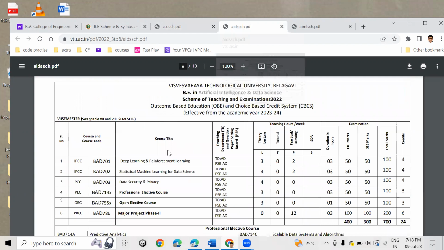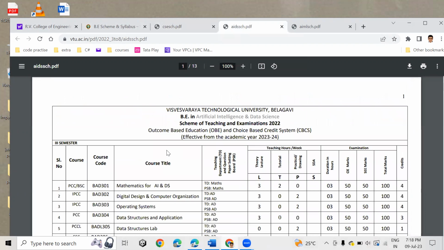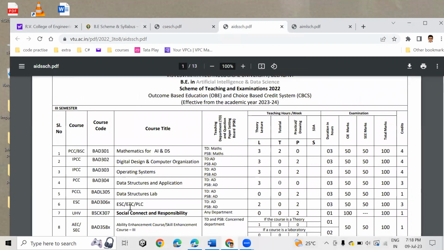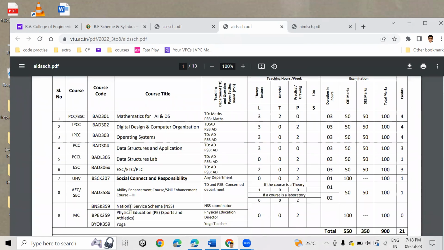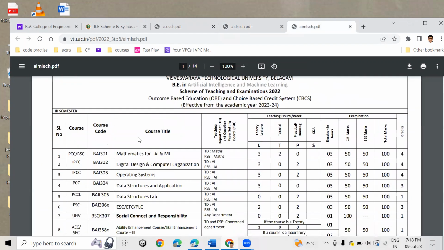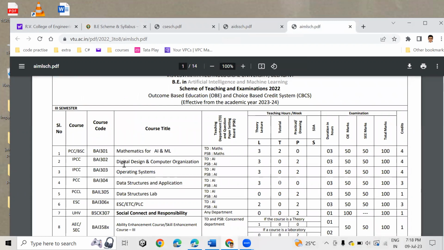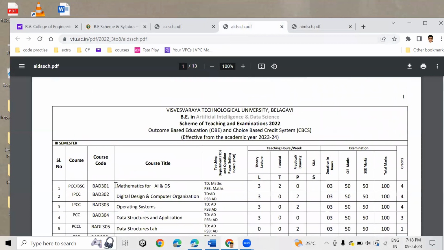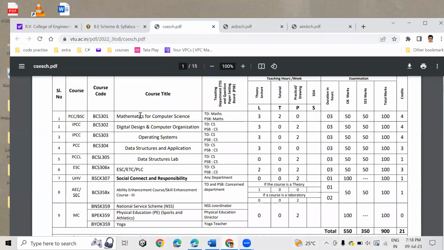So if you go and see this in AI and DS, you can see that the third semester's syllabus is the same, and then for AI and ML, you can again see the syllabus is the same. However, specifically here is mathematics for AI and ML, and here is mathematics for AI and DS. So please note that. Here is just mathematics for computer science.